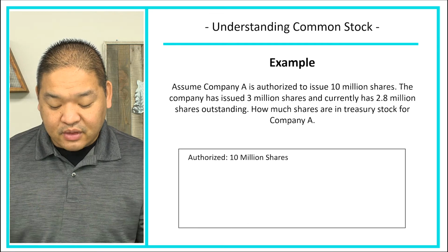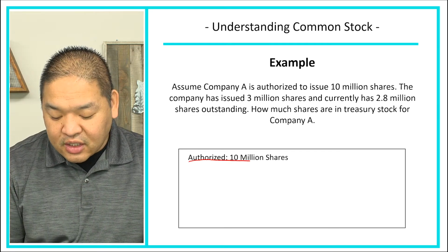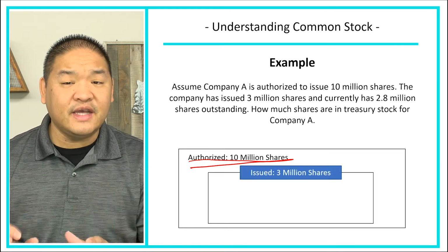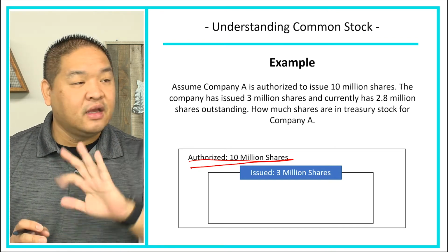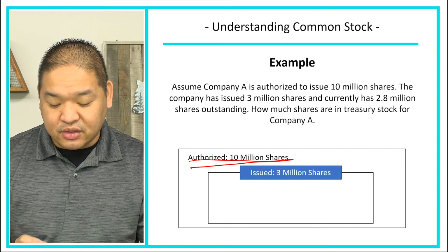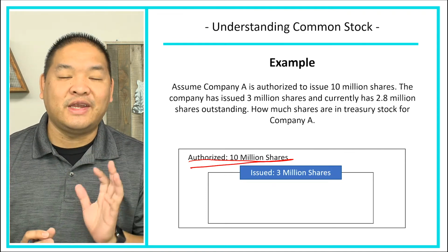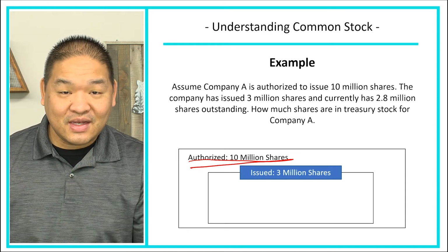So we've got 10 million shares and it's represented by this entire box. So we've got 10 million shares that we can authorize, right? Well, of that 10 million, we've issued 3 million, which means we have 7 million that we haven't issued yet. They're still authorized, we just haven't issued them. So we have 3 million that are issued, represented by the smaller box. I know it's not to proportion, but you got to work with me here. All right, so 3 million issued.